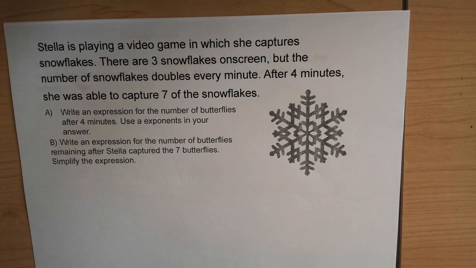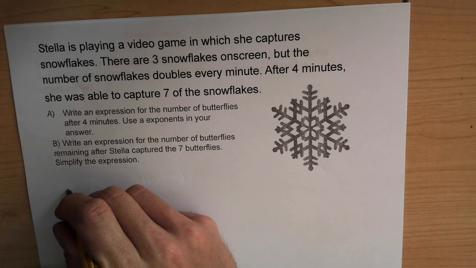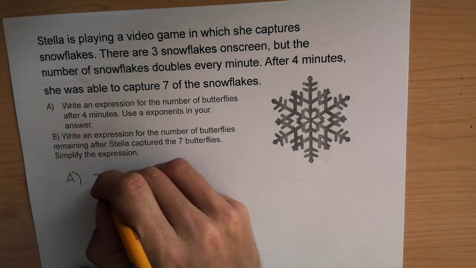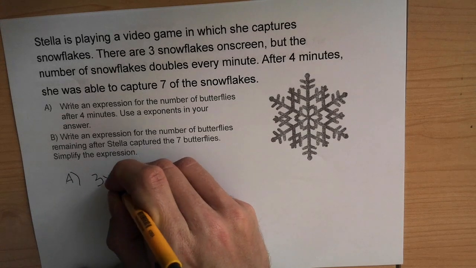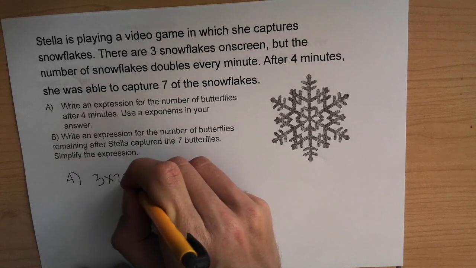Let's try another one. Stella is playing a video game in which she captures snowflakes. There are 3 snowflakes on screen, but the number of snowflakes doubles every minute. After 4 minutes, she was able to capture 7 of the snowflakes. Write an expression for the number of snowflakes after 4 minutes. So we know that she starts with 3 snowflakes, and then the total doubles every minute. Okay? So since it's doubling, we're going to multiply by 2. And she did it for 4 minutes, so we're going to do that 4 times.